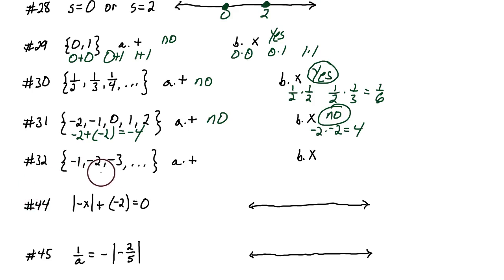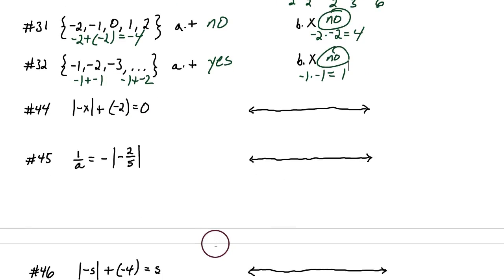Number 32. Let's check the addition. -1 plus -1 is -2. That's in there. -1 plus -2 makes -3. That's in there. It looks like this answer is going to be yes. Now let's try multiply. -1 times -1 makes +1, which is not in that set of numbers. The answer is no.